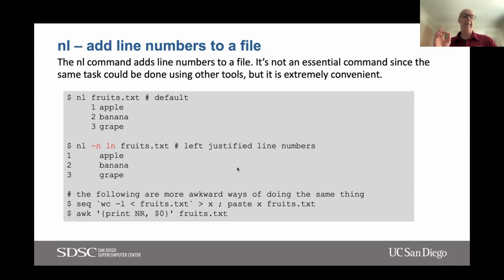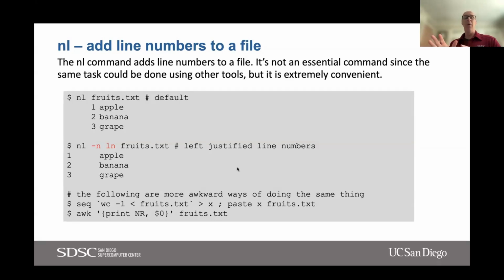Like all of the other Linux commands, there are going to be multiple options. A really convenient one is to left justify the line numbers. So here I do a -n, and then ln is the option for left numbering. And now I have what might be a more convenient output. 1 tab apple, 2 tab banana, 3 tab grape.